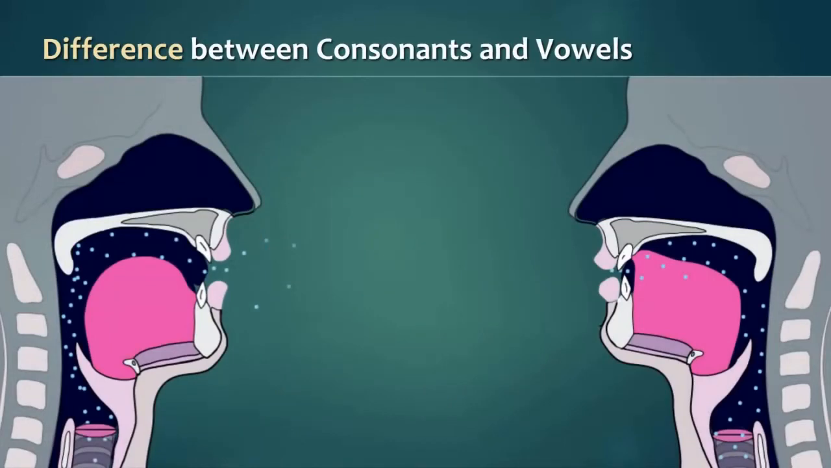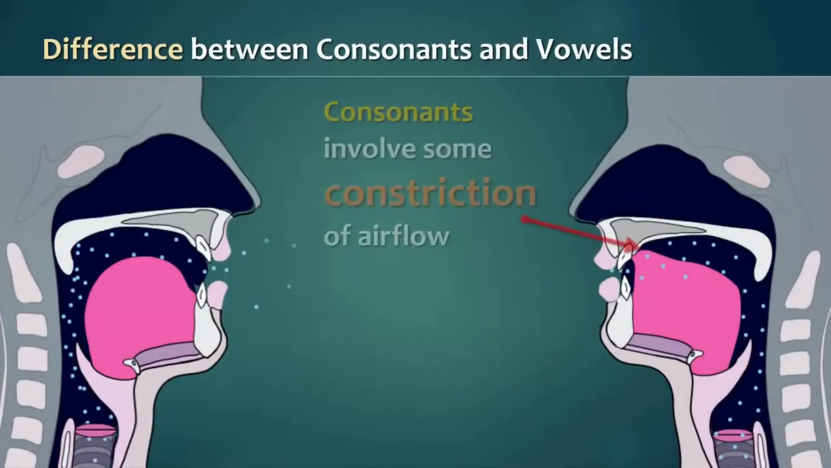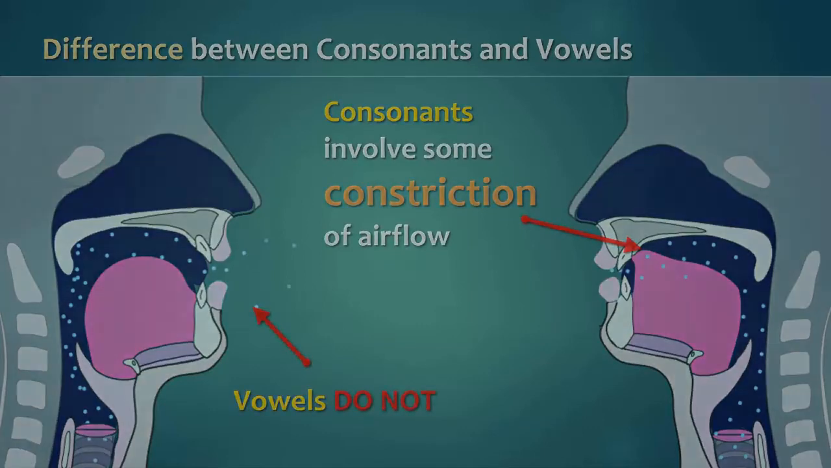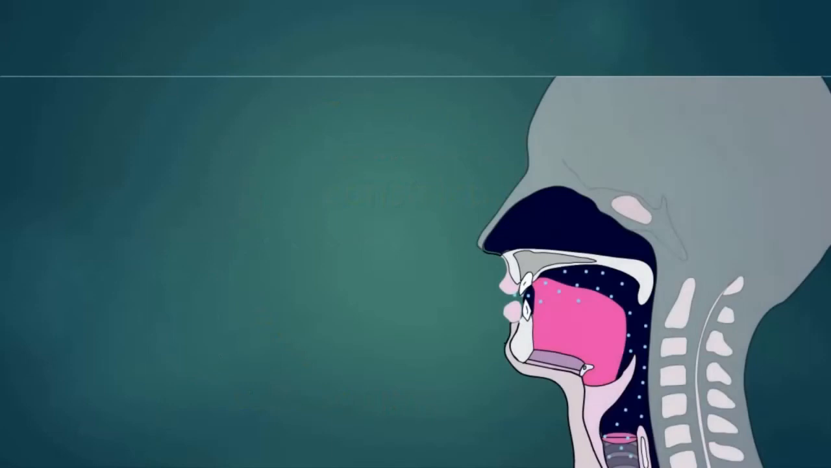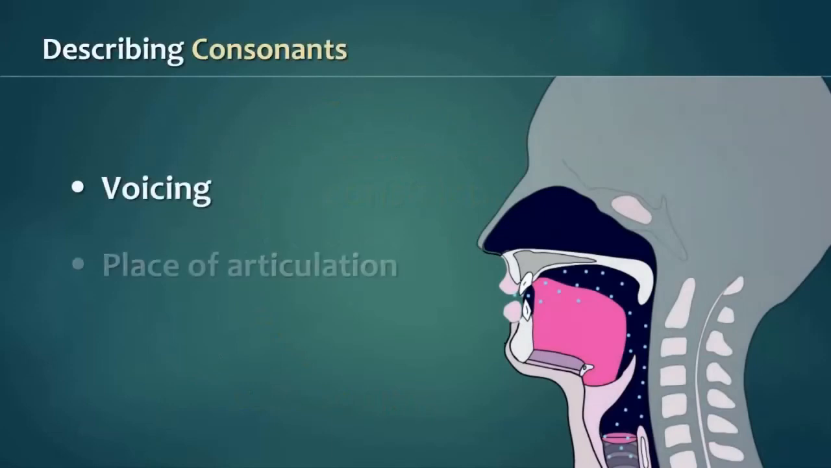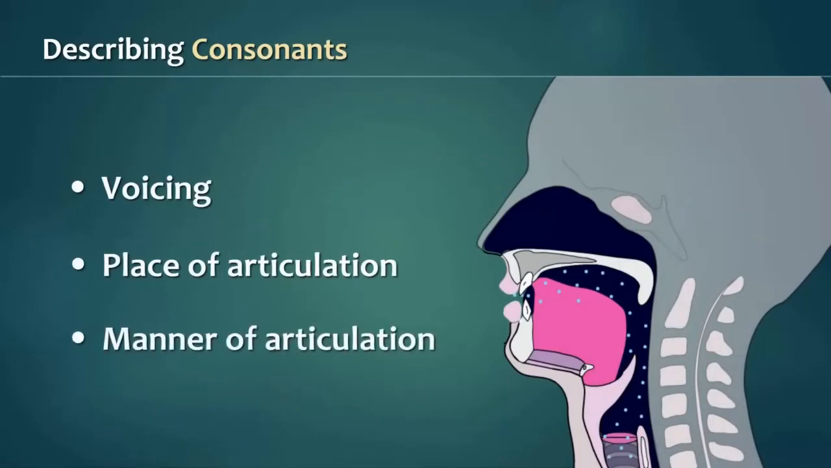So, what's the difference between consonants and vowels, you might ask? Well, basically, consonants involve some constriction of airflow, whereas vowels do not. When linguists describe consonant sounds, we use three criteria: voicing, place of articulation, and manner of articulation. Let's talk about each of these in turn.